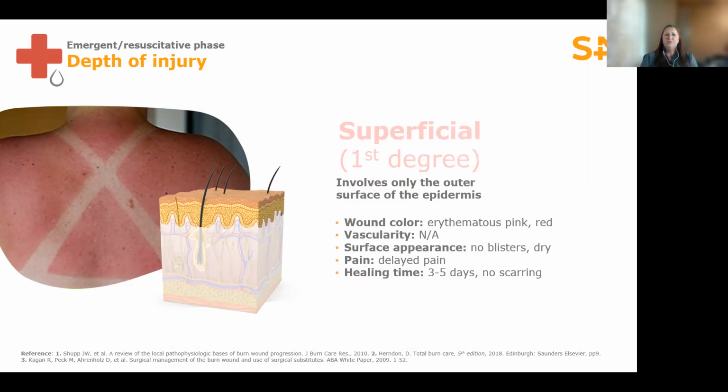So breaking each one of these down, and this is a fairly quick review. Superficial is what might be referred to as first degree. This involves only the outer surface of the epidermis. You're going to see pink, red skin, no blisters, dry, and delayed pain. This can heal on its own with very little intervention in 3 to 5 days with no scarring. And most of us who love being at the beach have probably experienced this superficial first degree in a sunburn.